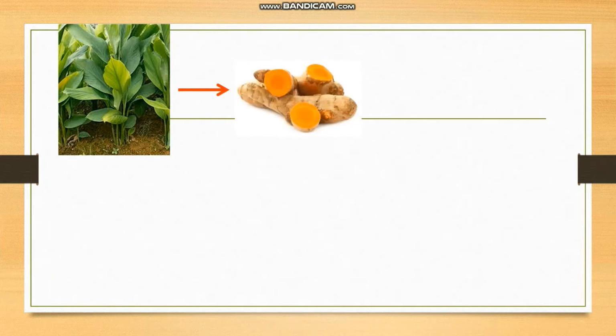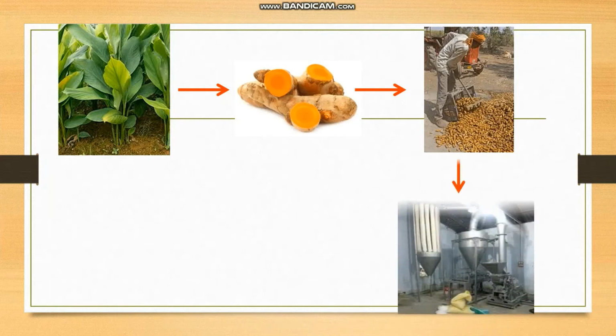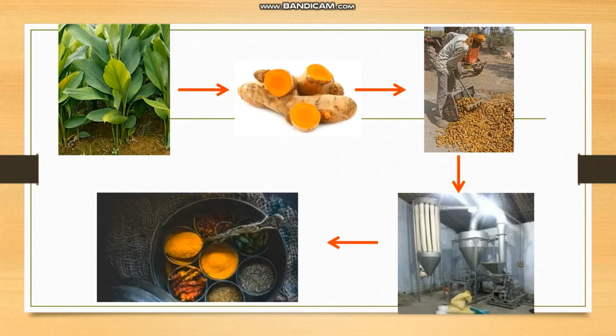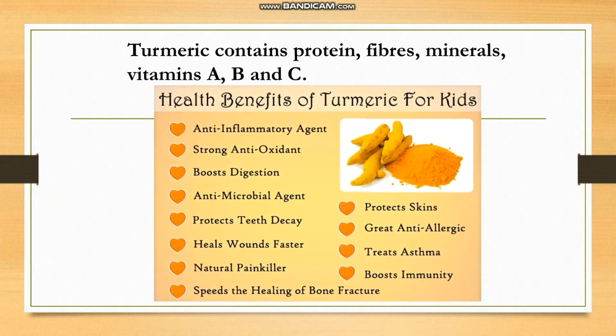They are harvested. They are dried in the sun. And they are taken into the mills or the factories for crushing. And that's how we get the turmeric powder in our kitchen. Turmeric contains protein, fibers, minerals, and vitamins A, B, and C. It has a lot of health benefits.